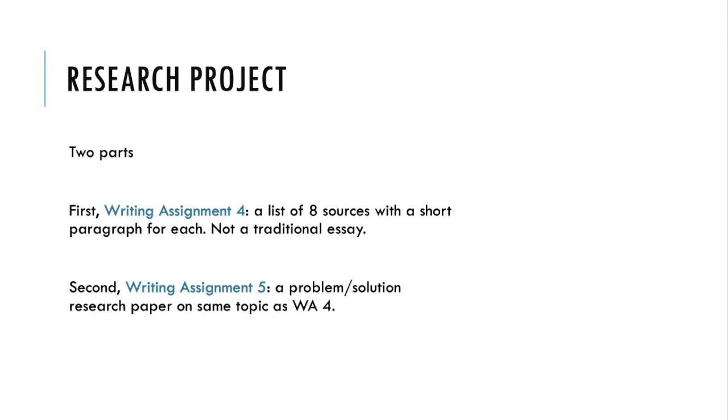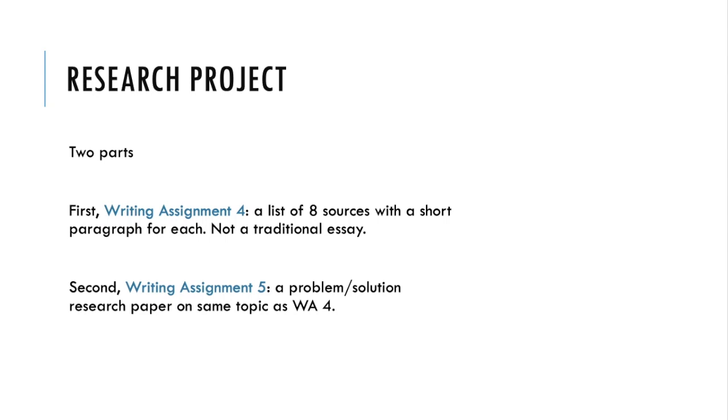So here's a brief overview, which you should already know from reviewing those prompts. There are 2 parts to the project, and that's why I call it a project, because there's basically 2 different prompts. First is writing assignment 4, which is just a list of sources. You should find around 8 sources, and you will turn in a works cited with those sources listed, and each source gets a short paragraph.